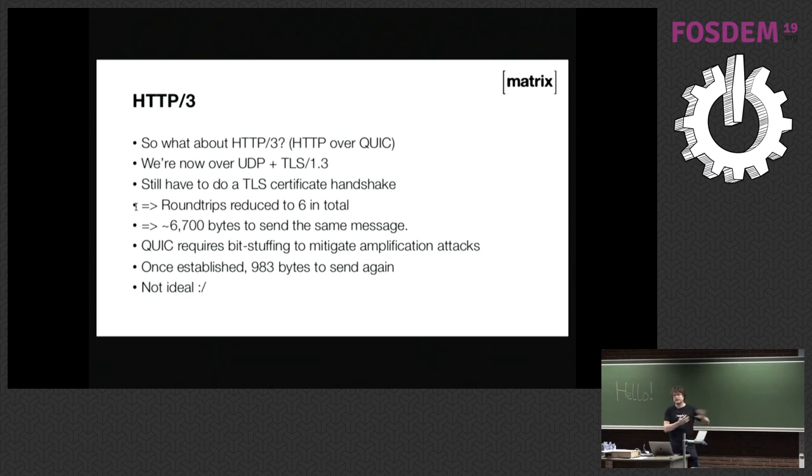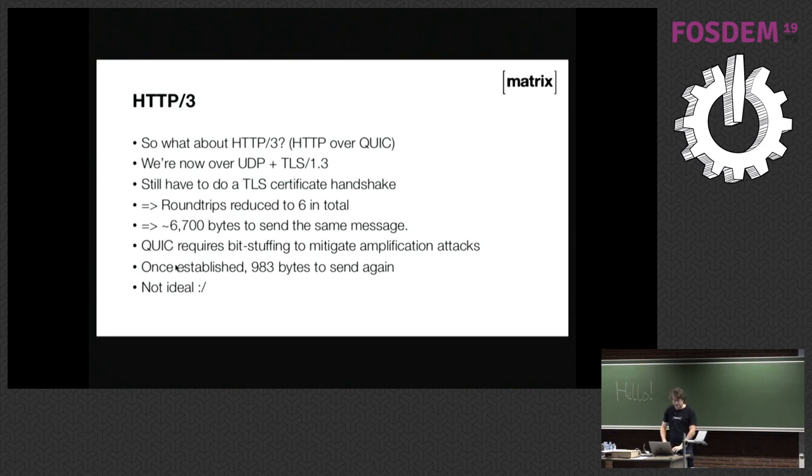So now we've killed the TCP handshakes. We're on UDP, using TLS 1.3. We can do sexy things like zero round trip time setup. We still, however, have to do a TLS handshake. And really surprisingly, it turns out that QUIC currently requires bit stuffing at the beginning of your handshake in order to mitigate amplification attacks. They insist on you stuffing the first couple of packets up to 1,200 bytes just to prevent whatever UDP abuse vectors there are.